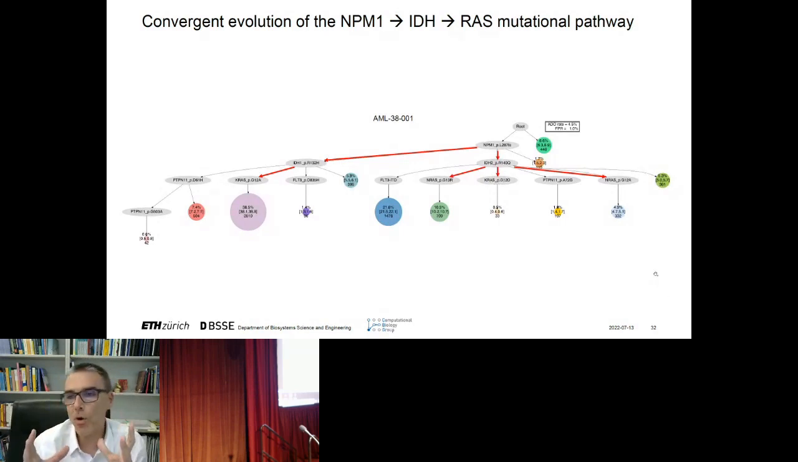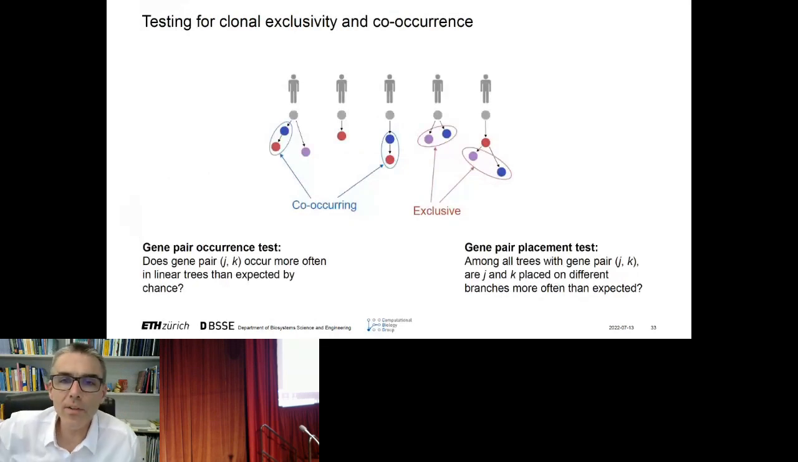So the same, or at least a very similar, mutational pathway is developing independently within the same tumor. In order to find such patterns, we first devised two statistical tests. The first was meant to detect patterns of co-occurrence. So co-occurrence is indicated here.